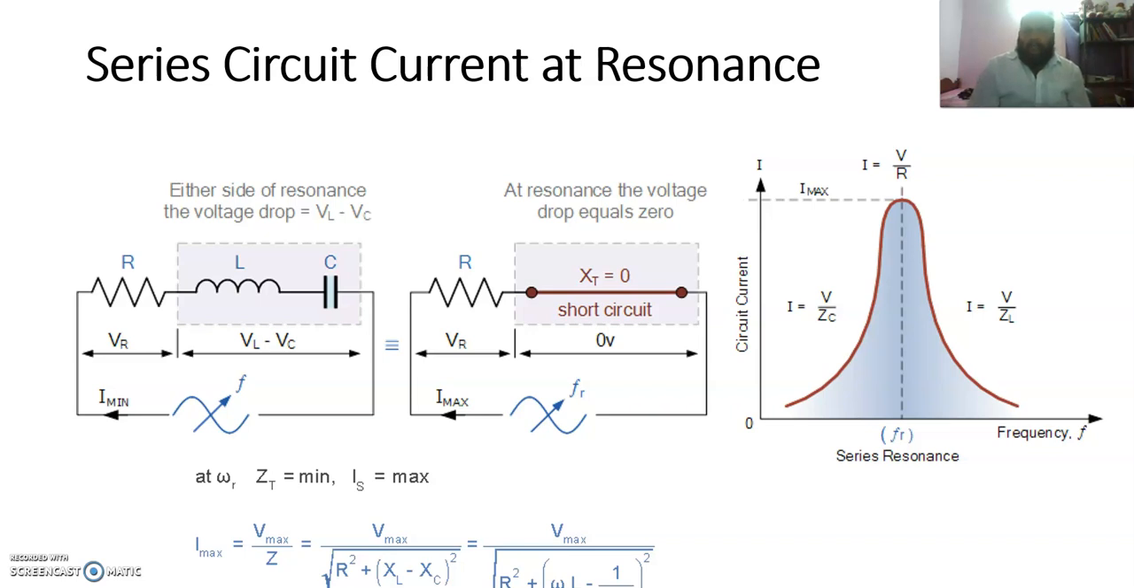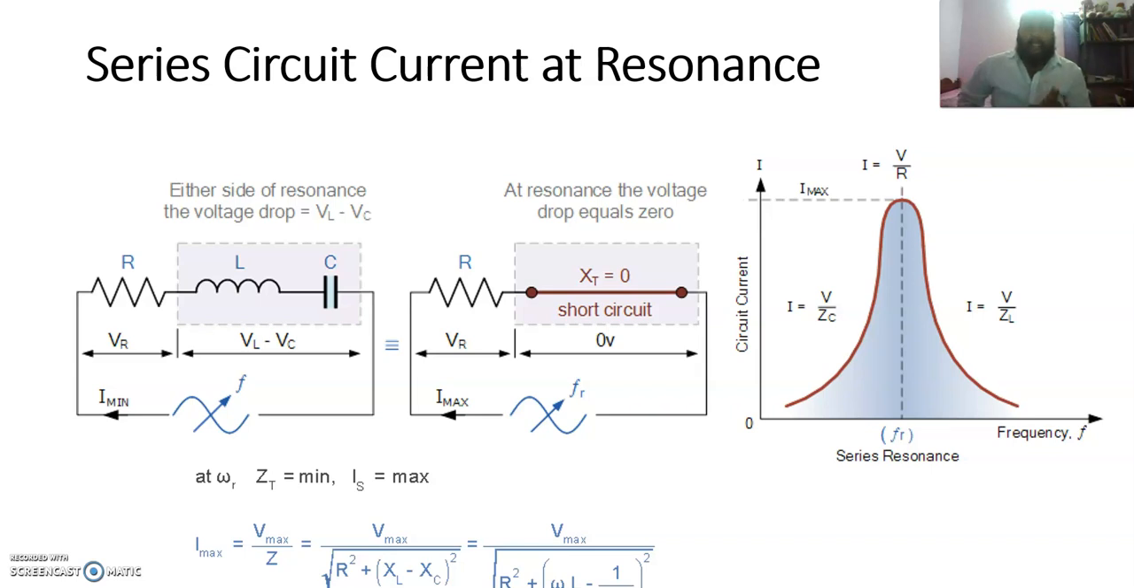So when we are talking about resonance, XL is equal to XC. What will happen? Both the reactances cancel each other, so the net reactance will be zero. There is no drop across the inductance and capacitance.